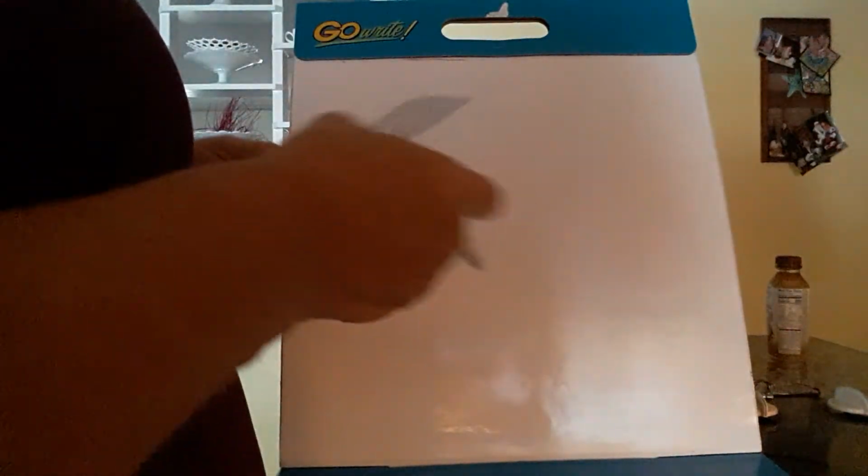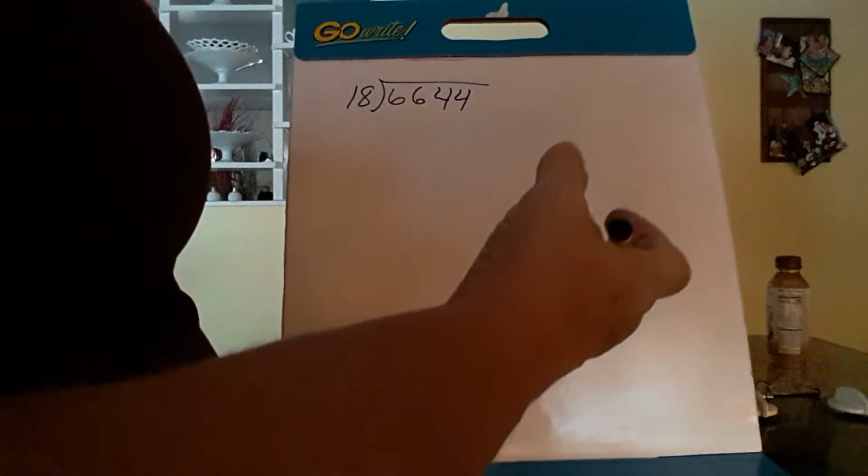All right, I want you to get out your piece of paper, and I want you to do the next one with me. Help me with it. I can't see you, but hopefully this will be a little bit easier for you. We're going to take 6,644 divided by 18. Okay? 6,644 divided by 18. Now we need to estimate.